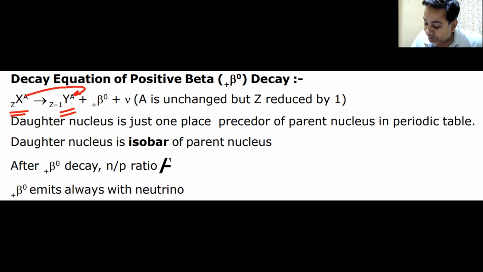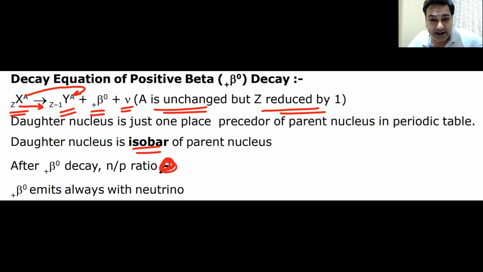But what do you see here? The atomic number is decreasing by 1. Yes or no? Yes, sir. Decreasing. A positron is getting out. A neutrino is getting out. The atomic mass number is unchanged. The atomic number is reduced by 1. This is an isobar.